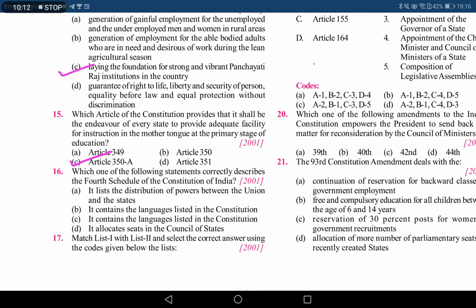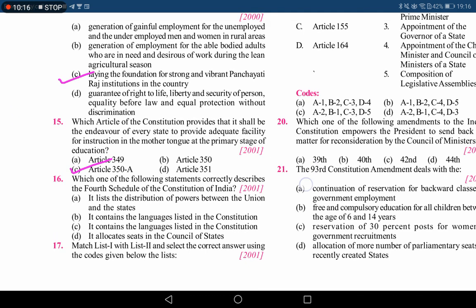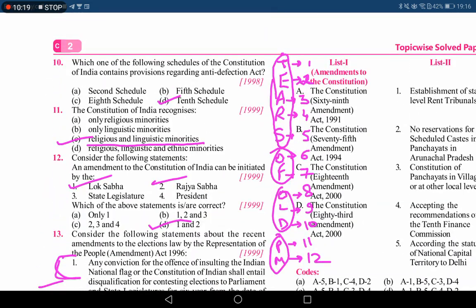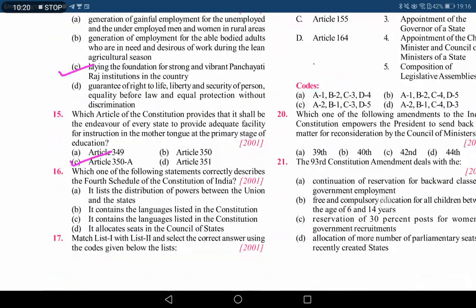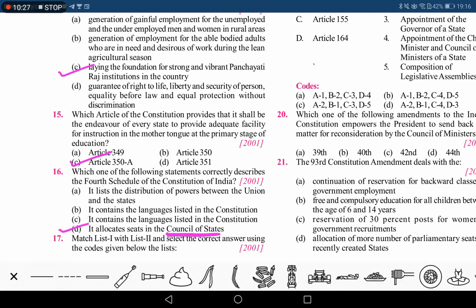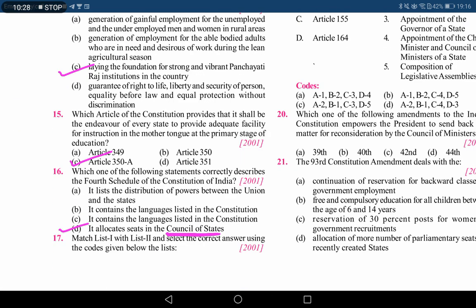Alright. Next is, which of the following statements correctly describes the fourth schedule? So right now we talked about the tiers of old PM. We talked about the fourth one, that is talking about the Rajya Sabha. Alright. If you are aware, Rajya Sabha is also known as the Council of States. So as a result, option number D, that is allocation of seats in the Rajya Sabha or the Council of States, becomes the correct answer.